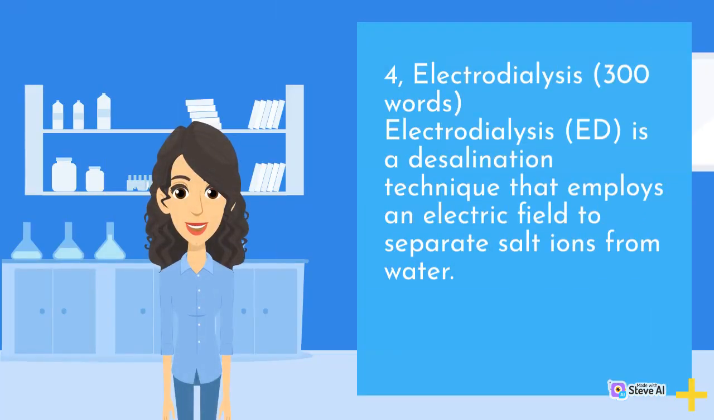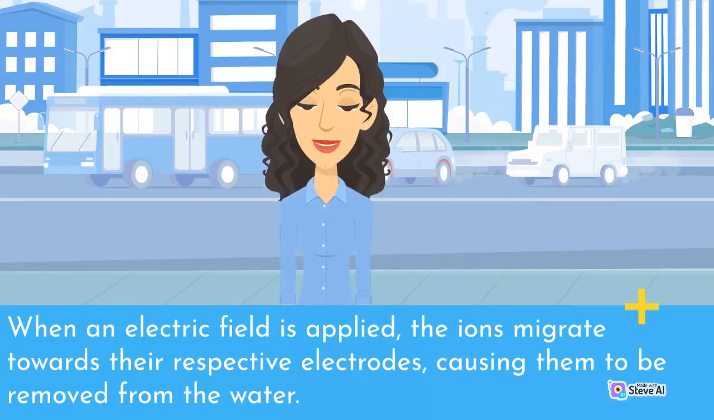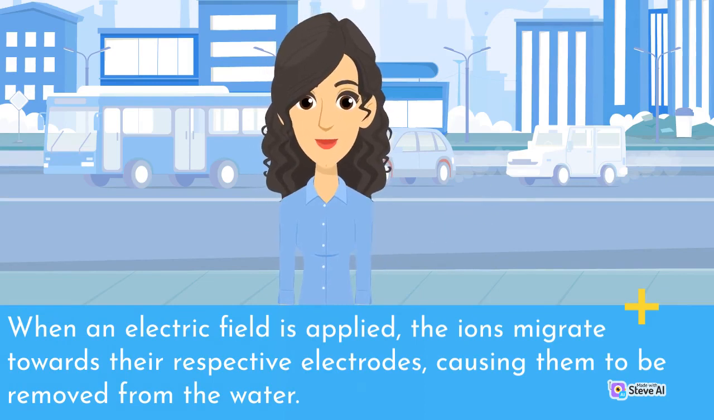4. Electrodialysis. 300 words. Electrodialysis, ED, is a desalination technique that employs an electric field to separate salt ions from water. The process involves passing salt water through a stack of alternating anion and cation exchange membranes. When an electric field is applied, the ions migrate towards their respective electrodes, causing them to be removed from the water.